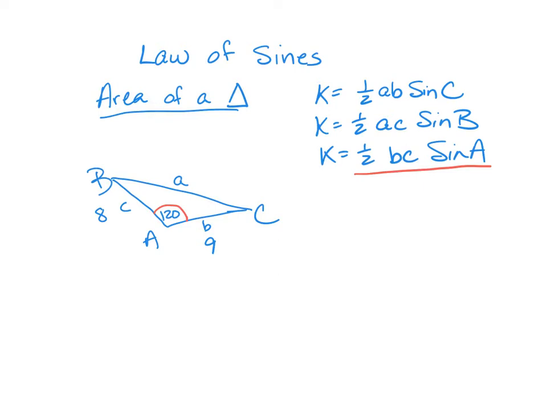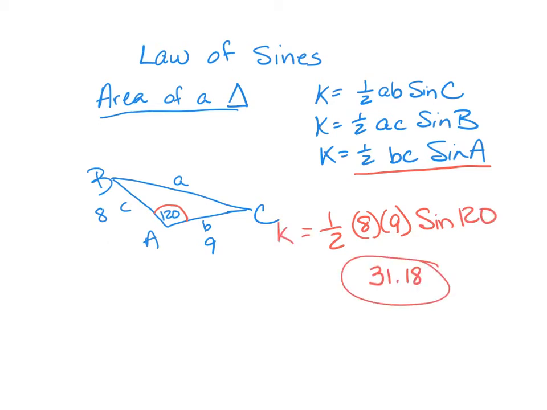And all we're going to do is 1/2 times 8 times 9 times the sine of 120. Okay, so the area of that triangle would be 31.18. It would be 0.5 times 8 times 9 times the sine of 120.